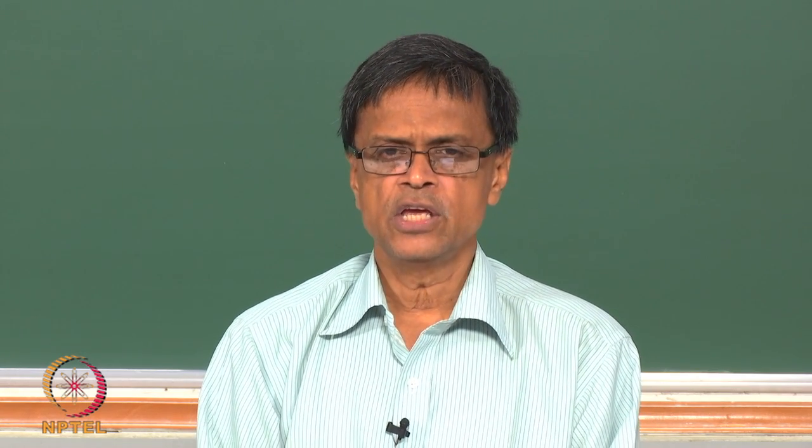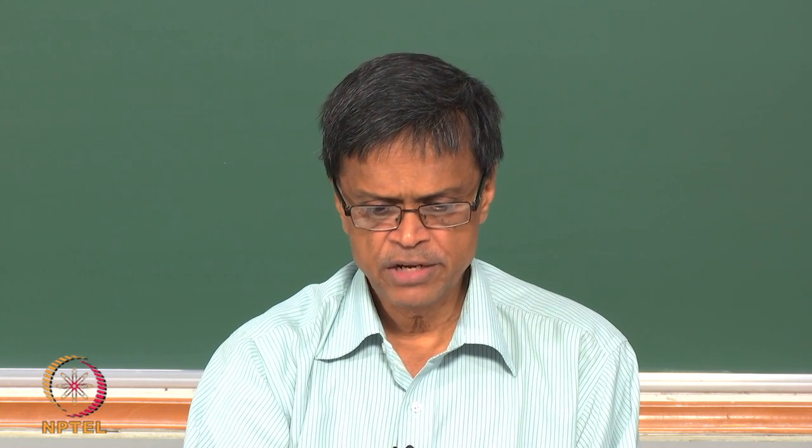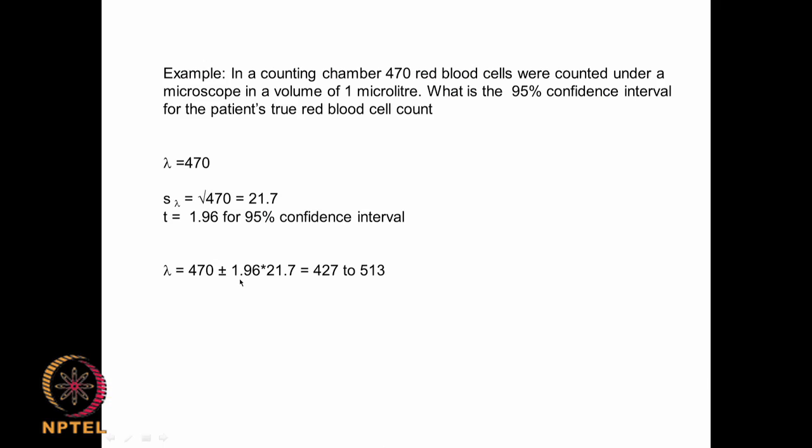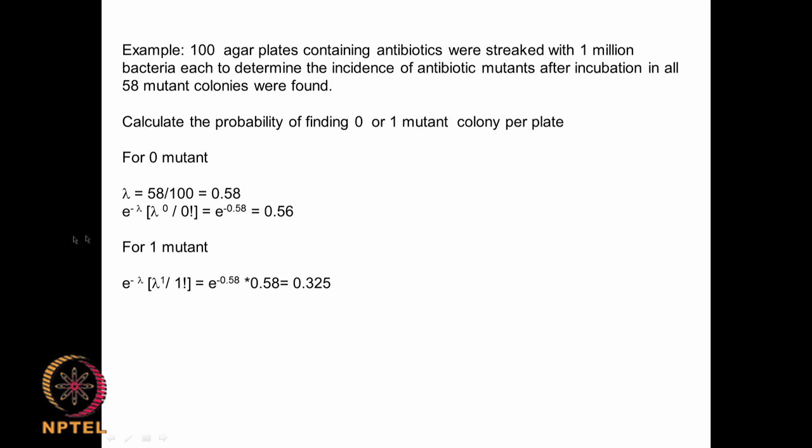Although we measure 470 red blood cells, in reality, if you want to state it with 95% confidence, it will vary between 427 and 538. So for 95% I use the number 1.96, whereas if it is 99% I use the number 2.58. So the true value, 95% of the time, will be between 427 and 513. Okay. Now let us look at another example.